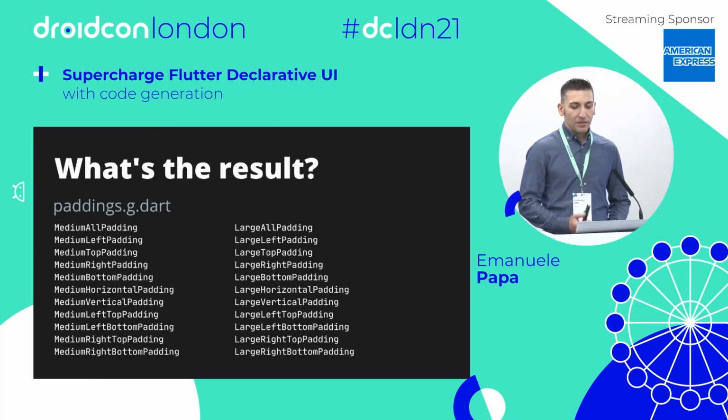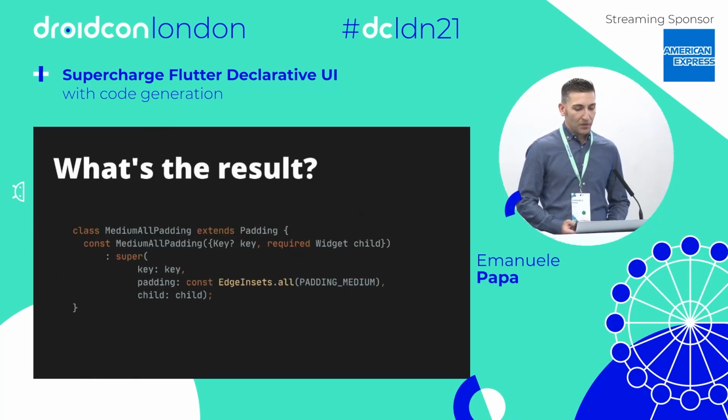Let's see one of these classes, how they are made. For example, here we see medium all padding. Medium all padding is just a class that extends Padding and already adds the EdgeInsets.all for you with the correct value of the padding you want. Nothing special, okay, I know, but when you use it, you can just add one line of code instead of all the boilerplate of EdgeInsets.